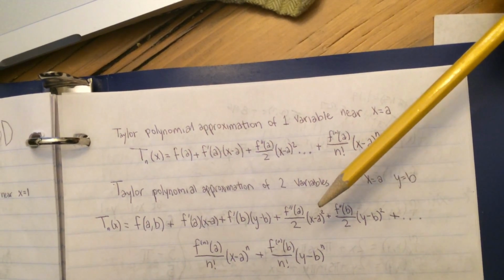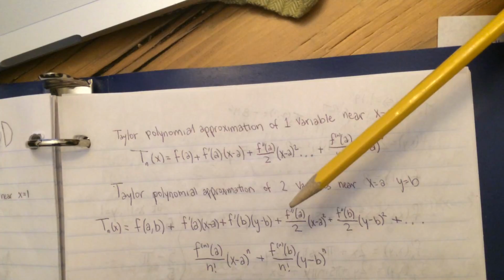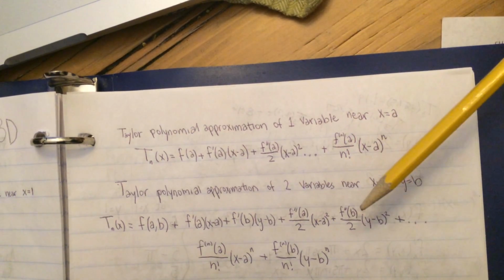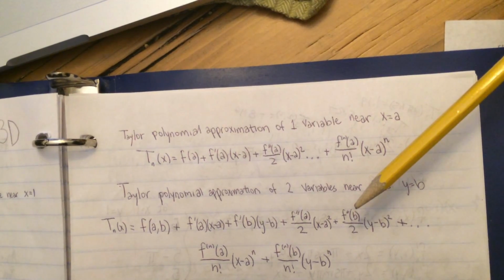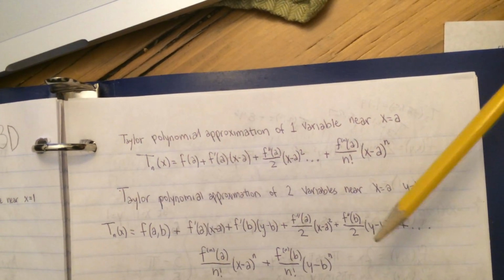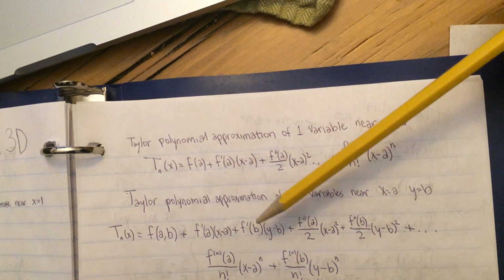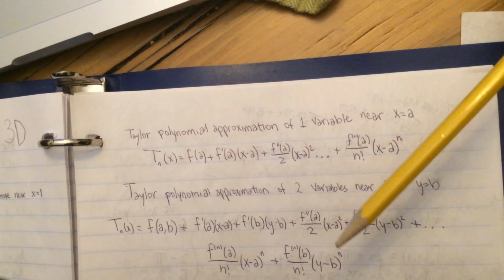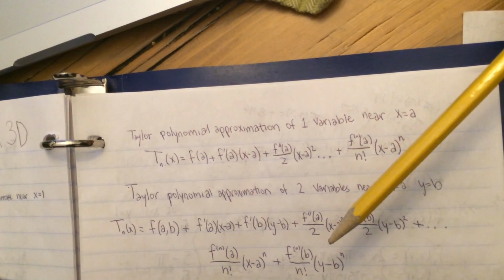So for your second order term, you're going to have to find the second derivative with respect to x and your second derivative with respect to y. And you have to keep doing this with every term until you get to your nth term, where you have to take the nth derivative with respect to x and the nth derivative with respect to y.